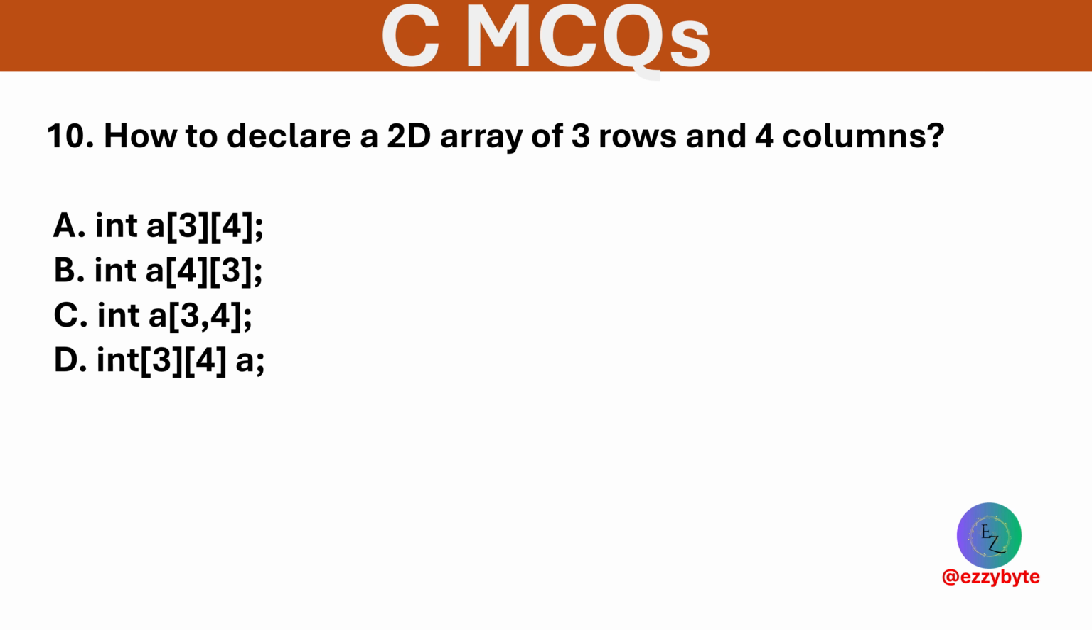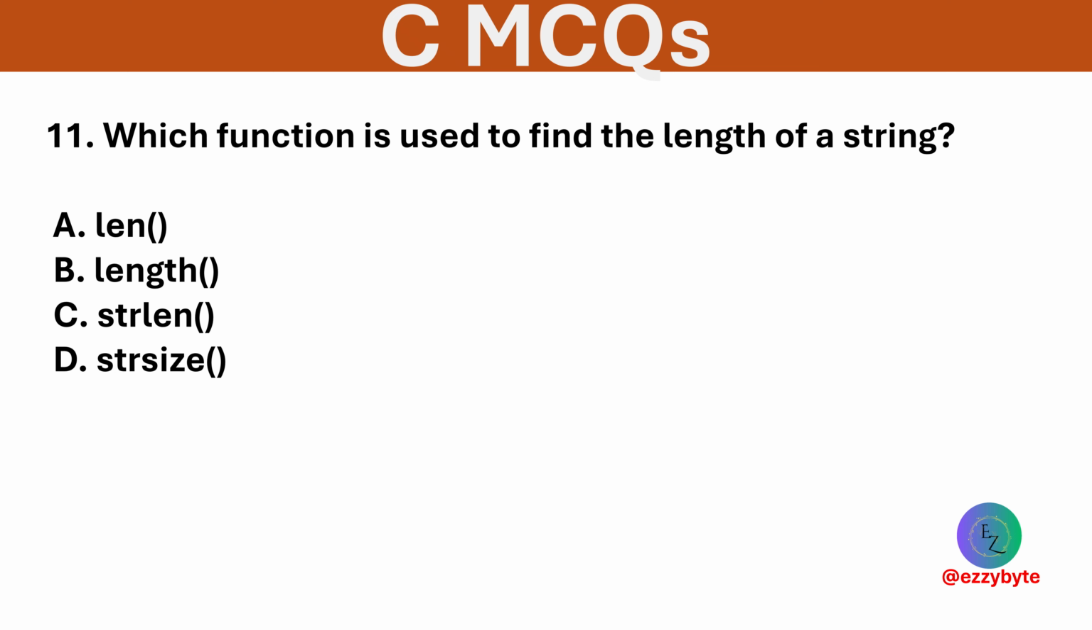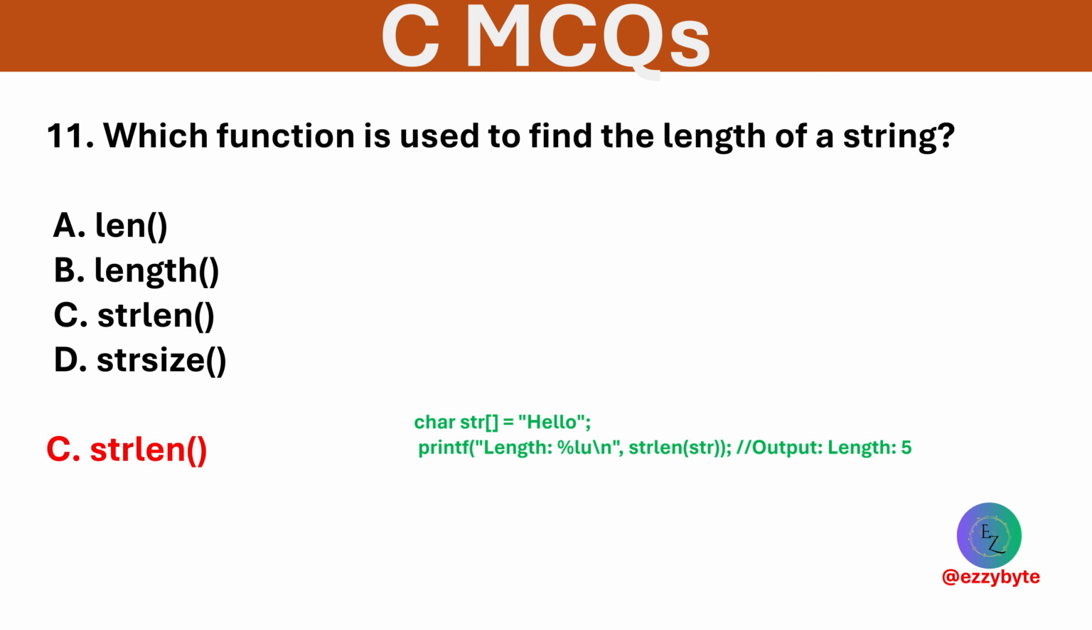How to declare a 2D array of 3 rows and 4 columns? Options are given below. Option A is the correct syntax to declare a 2D array of 3 rows and 4 columns. Which function is used to find the length of a string? Options are len function, length function, strlen function, strsize function. Option C is correct. The strlen function returns the number of characters before the end of the string.